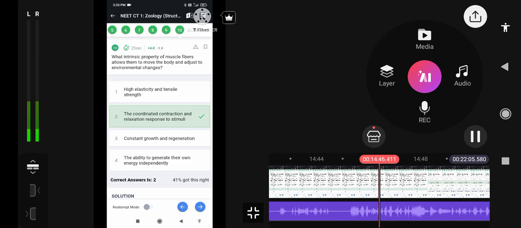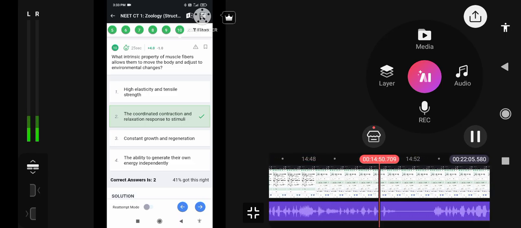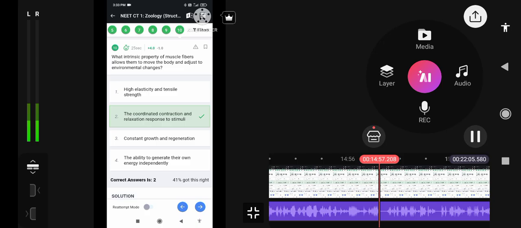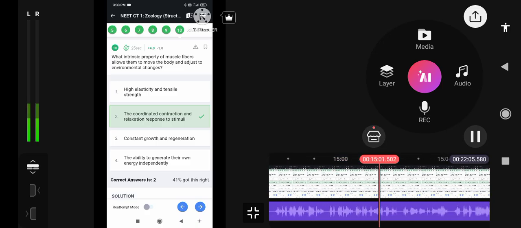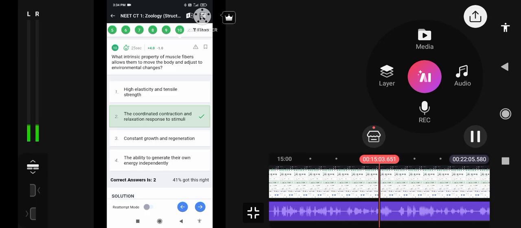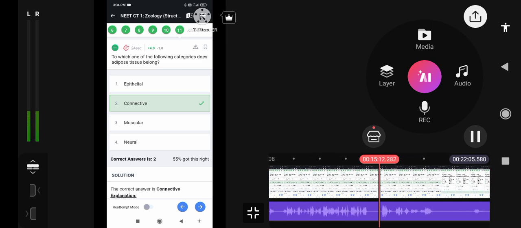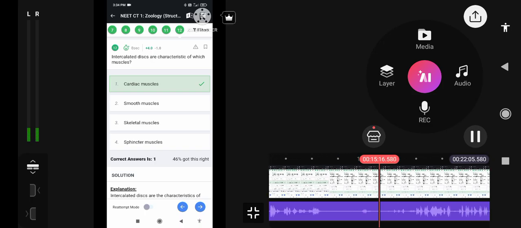What intrinsic property of muscle fibers allows them to move the body and adjust to environmental changes? Like when you are dancing or moving your hand, how can you do it? By coordination, contraction and relaxation in response to a stimulus, not by high elasticity and tensile strength. No, not that. So the second is the correct answer. To which one of the following categories does adipose tissue belong? Question change.